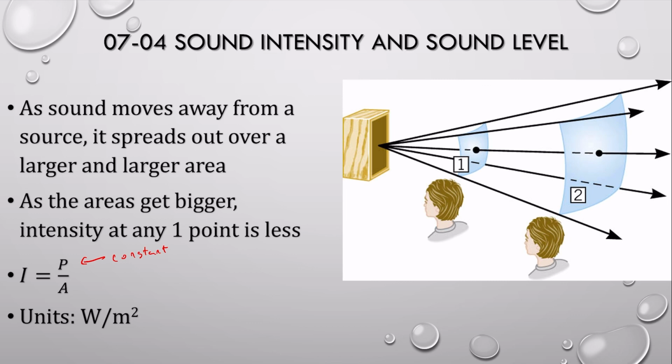The unit for intensity is a watt, that's our power, per meter squared. So you can see here a much smaller area will be higher intensity. Over here on area 2, it's that same power spread out over a larger area. So the power in each individual bit of the area is going to be less.